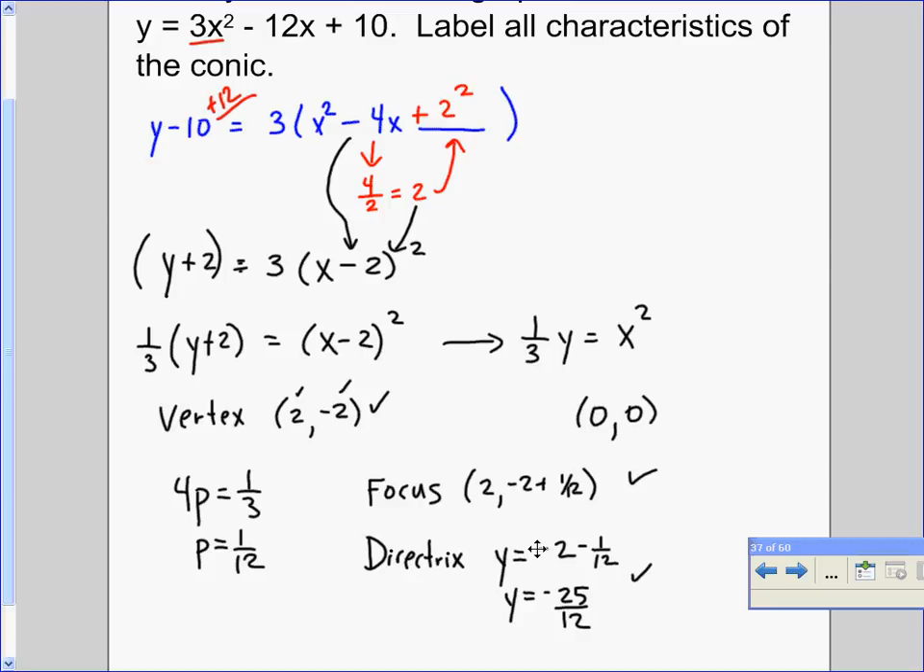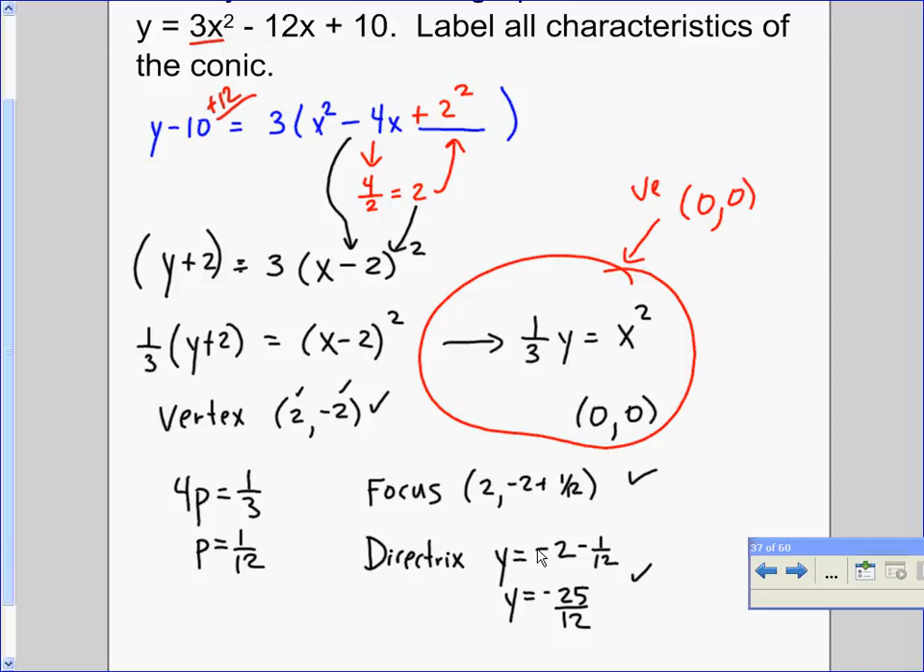And remember, if you didn't want to do it from here, you could always start going from the one where the center's at, or the vertex is at (0, 0), and make your transformation from that one.